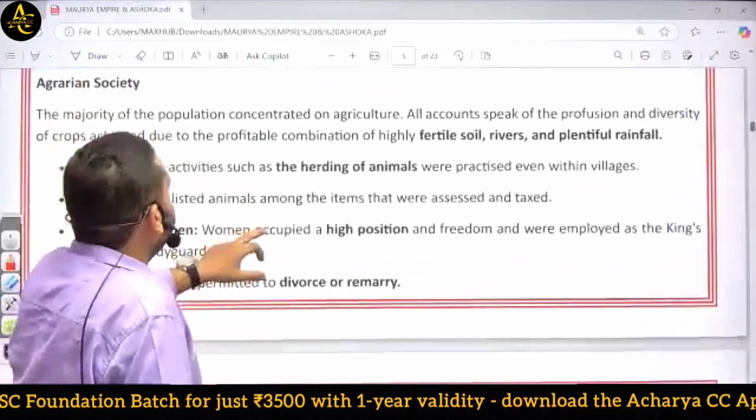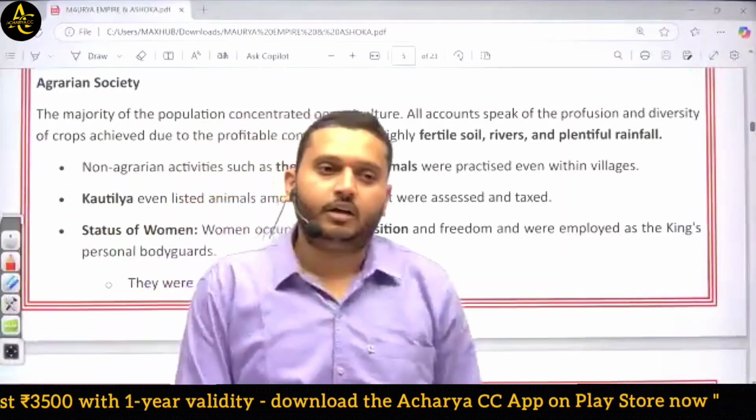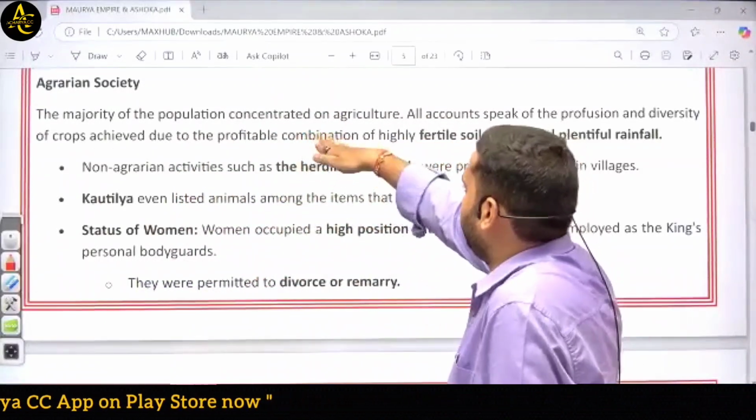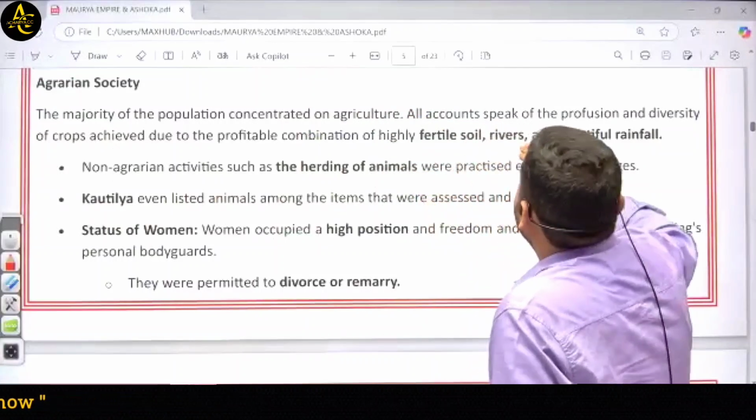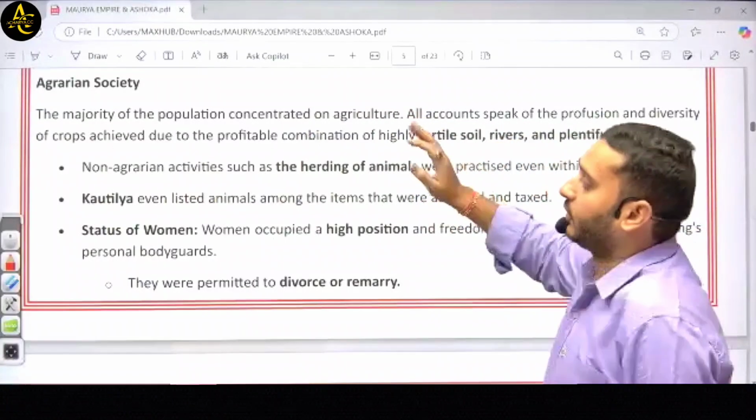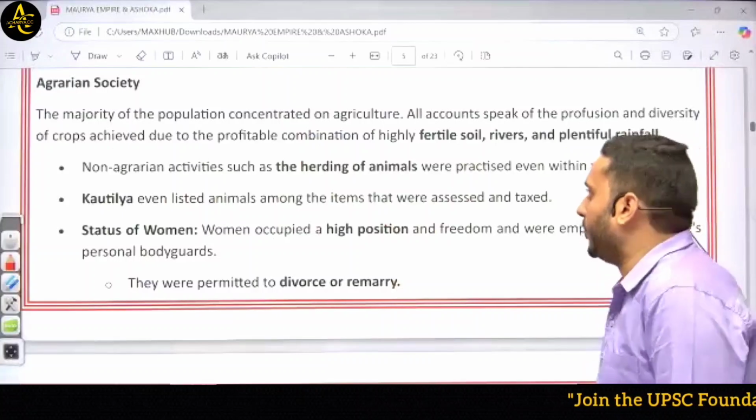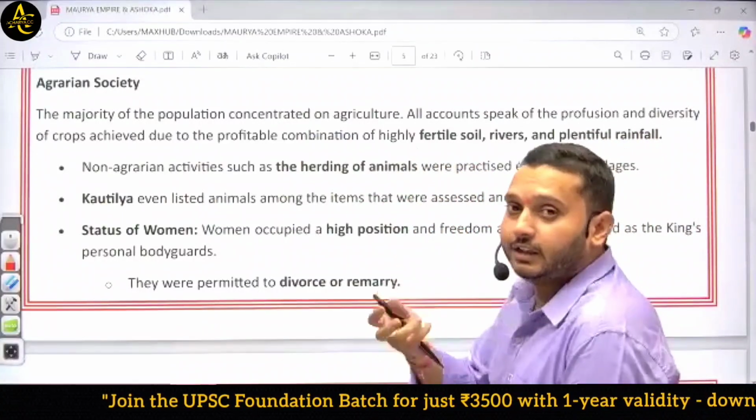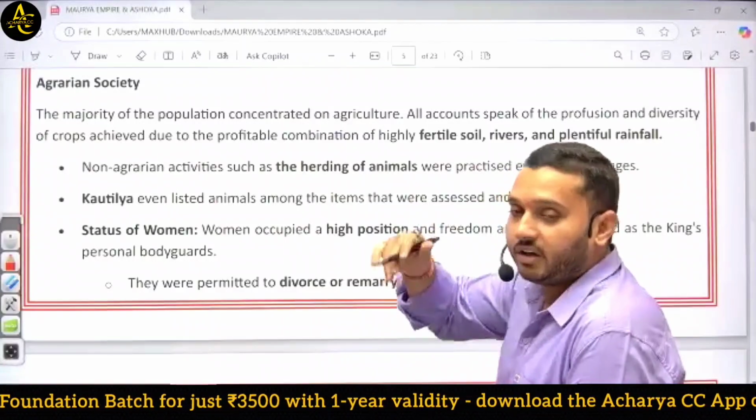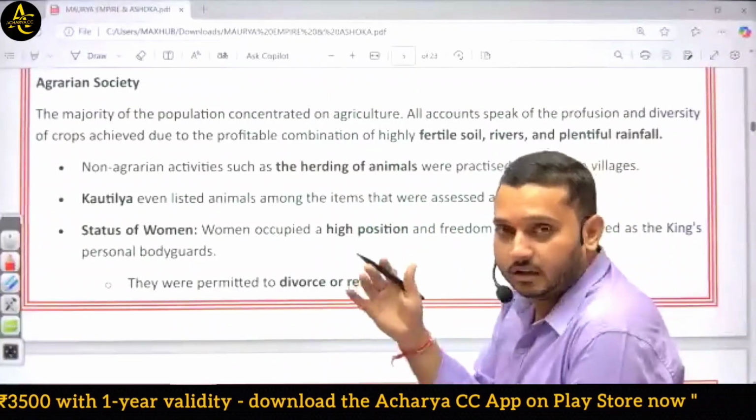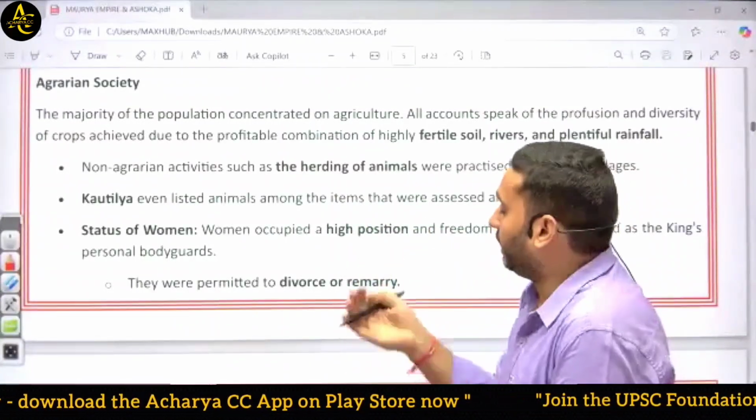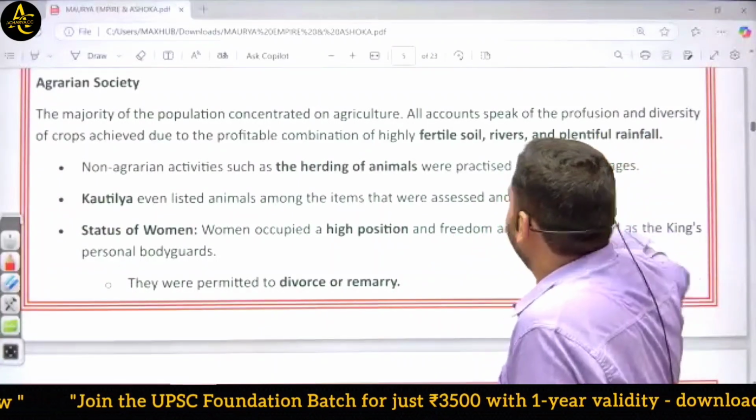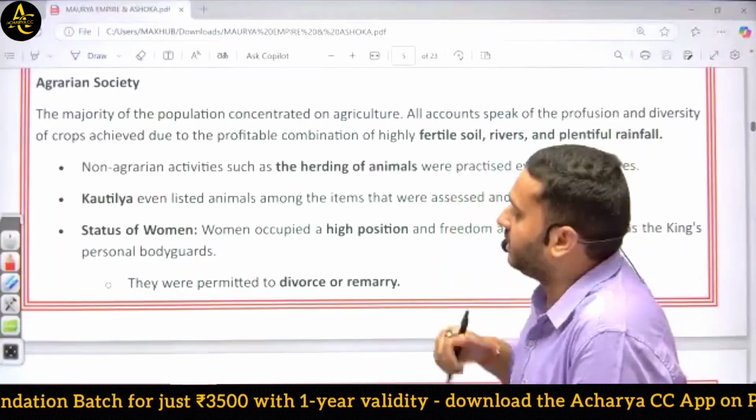Then the society was obviously based on agriculture. So an agrarian society, with the majority of the population concentrated in agriculture. All accounts speak of the profusion and diversity of crops achieved due to a profitable combination of highly fertile soil. One thing, India is a country of rivers. So wherever there are good rivers full of water, they provide very fertile soil. Then plentiful rainfall, we have monsoon based agriculture.